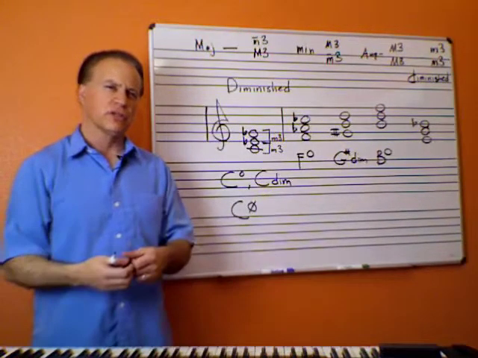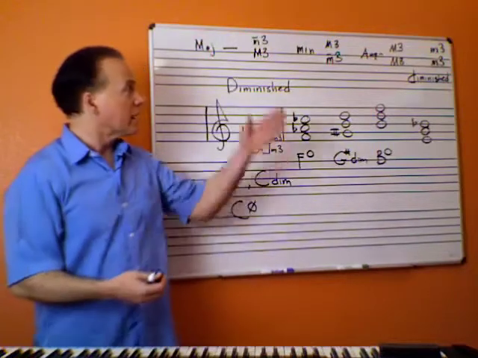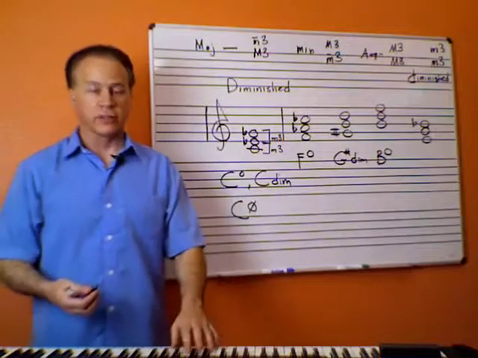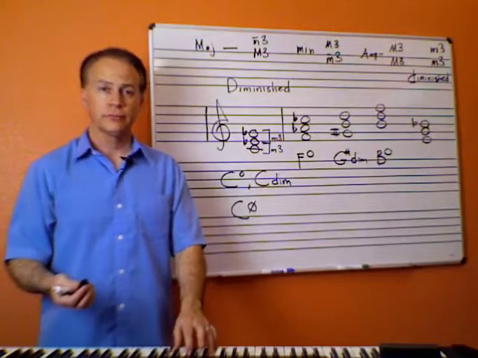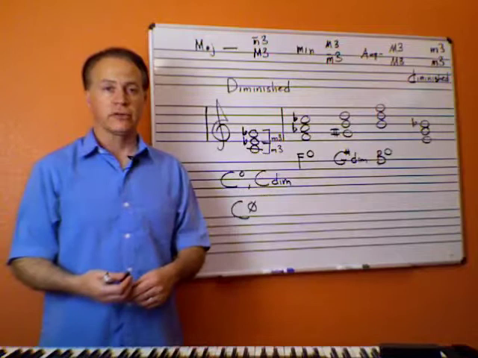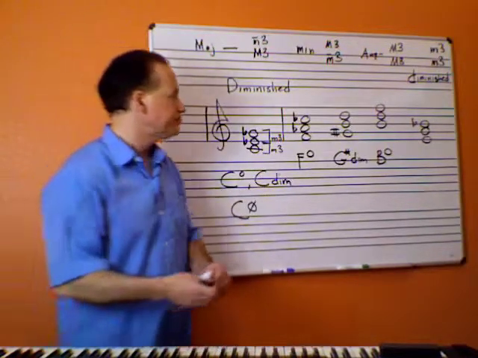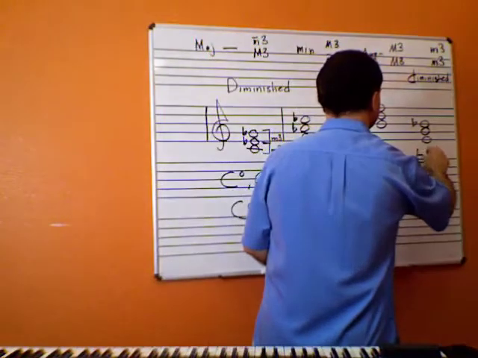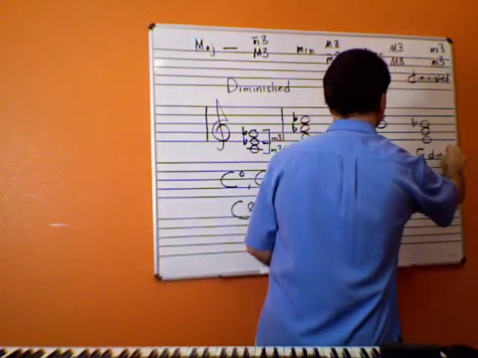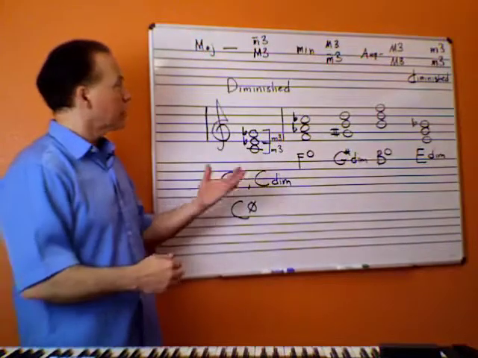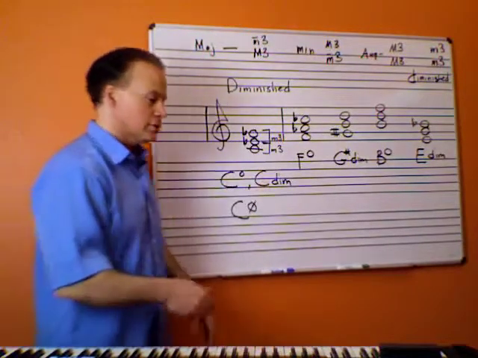You can hear that the diminished triad has kind of an unstable sound, as does the augmented triad. The major triad sounds stable and happy, whereas the minor triad sounds stable yet sad. Okay, so those are our four main types of triads: major, minor, augmented, and diminished.